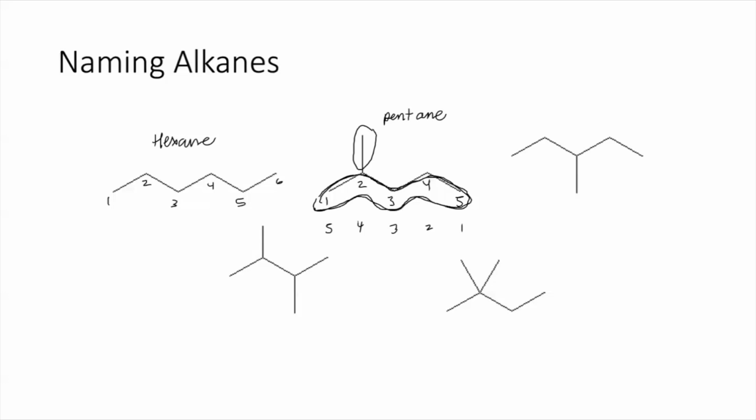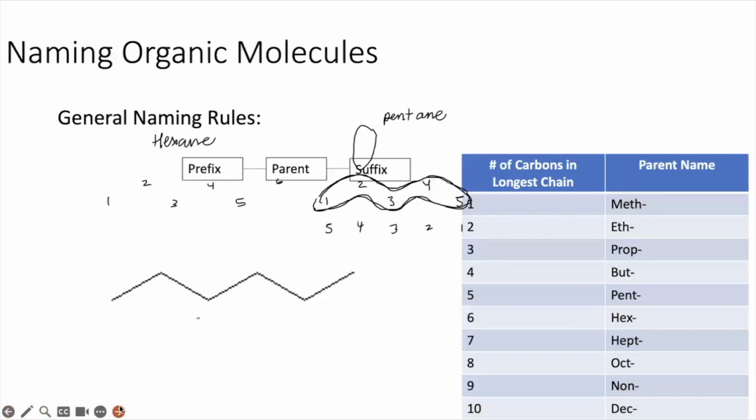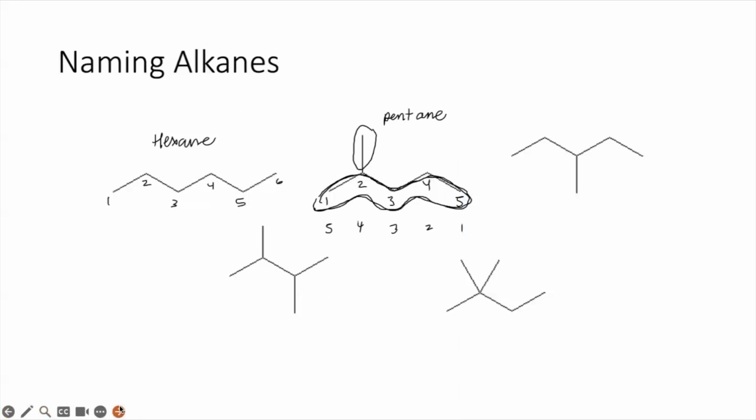All right, so how we do this is we tell what carbon it's coming off of, and then what the branch looks like, basically. And this also goes off of your parent names from the previous slide, okay? So let me just write this back over here. 1 is meth, 2 is eth, 3 is prop, 4 is but, 5 is pent, 6 is hex, 7 hepta. I'll just stop there for now.